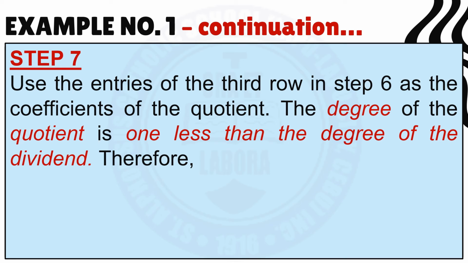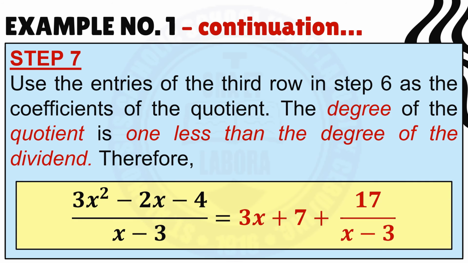Step 7. Use the entries of the third row in step 6 as the coefficients of the quotient. The degree of the quotient is 1 less than the degree of the dividend. Therefore, you have 3x plus 7. A while ago, our last entry or the last number is 17. 17 is our remainder over our divisor x minus 3. And this is now our final answer.